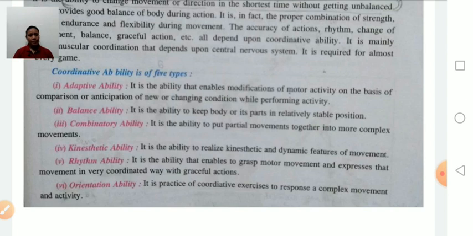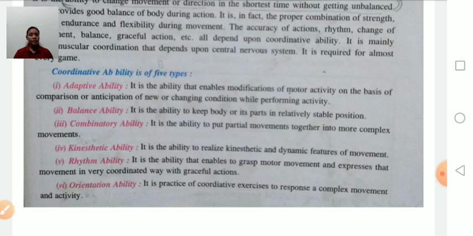Balance ability. Balance ability is the ability to keep the body or its parts in relatively stable positions. अपनी body को और body part को in a stable balance position पे रखना. Combinatory ability. Combinatory ability means the ability to put partial movements together into more complex movement. Combinatory, or we can say coupling ability, means the ability to combine the various body part movements with one another for a successful performance. अपने movement को combine करना for successful performance.